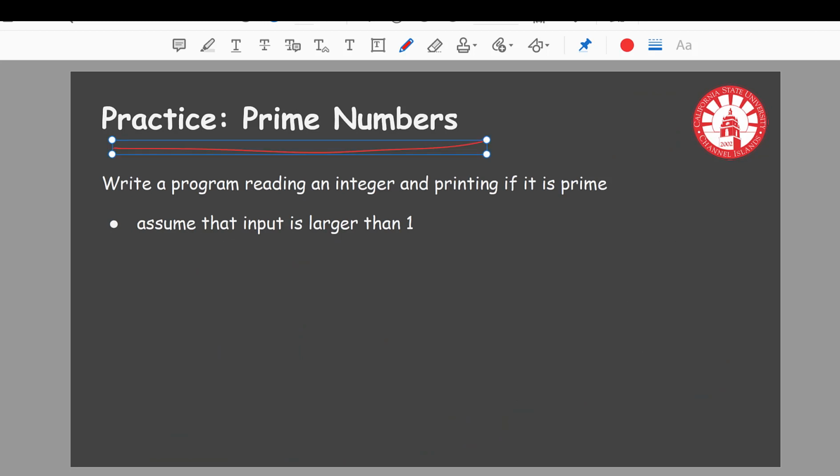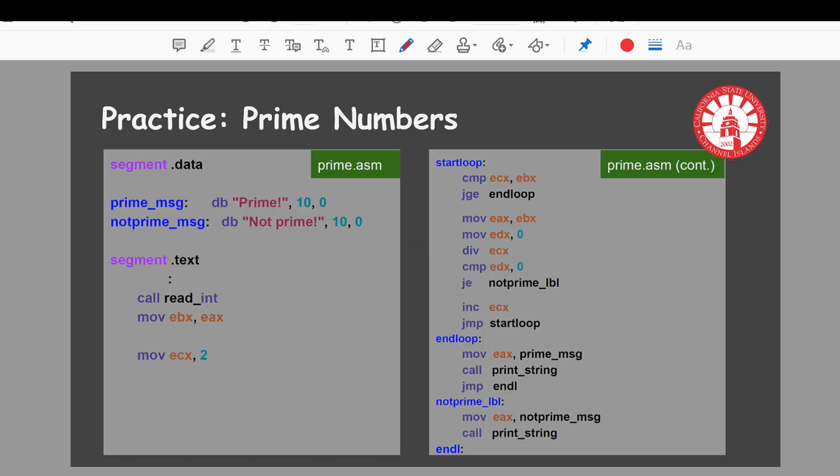So we have a practice example in here for prime numbers. We want to write a program that reads an integer and prints whether this number is prime. We always assume for this example that the input number is greater than 1. So let's see how we can implement this program.